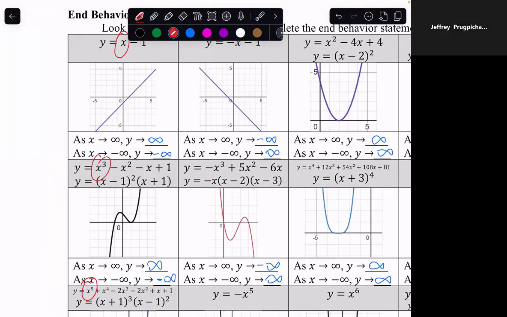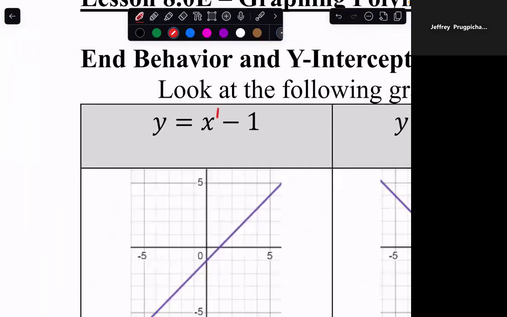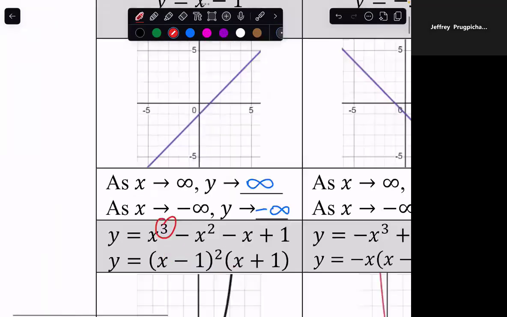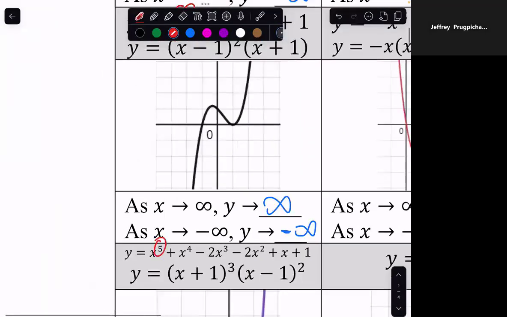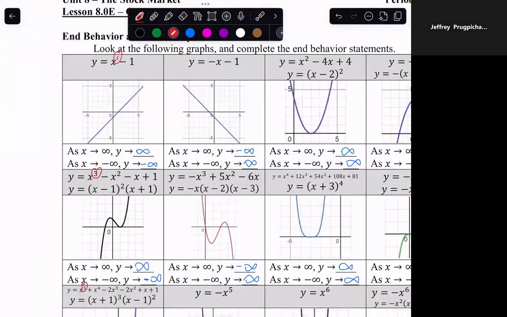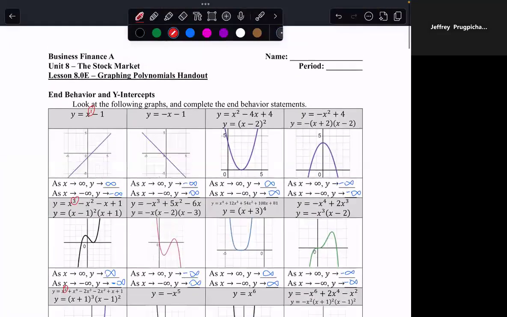Dalen also said odd degree. This is degree 1, an invisible 1. For this one, the highest degree is the first one, 3. And over here, the highest degree is 5. So yes, 1, 3, and 5 are all odd numbers. I'll just write up here: odd degree and positive for this column.